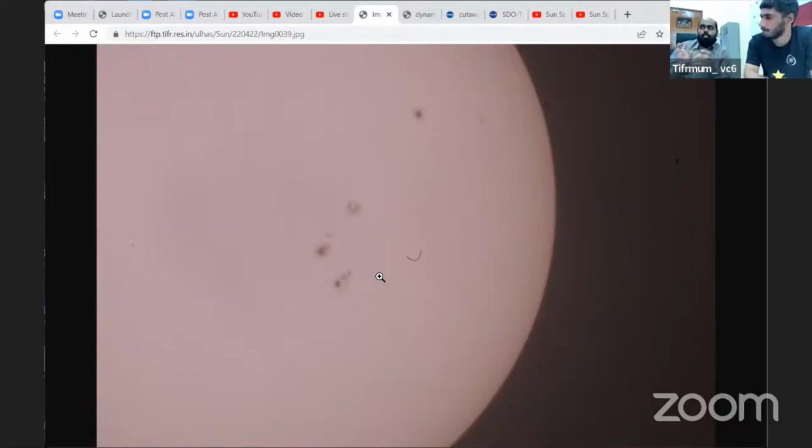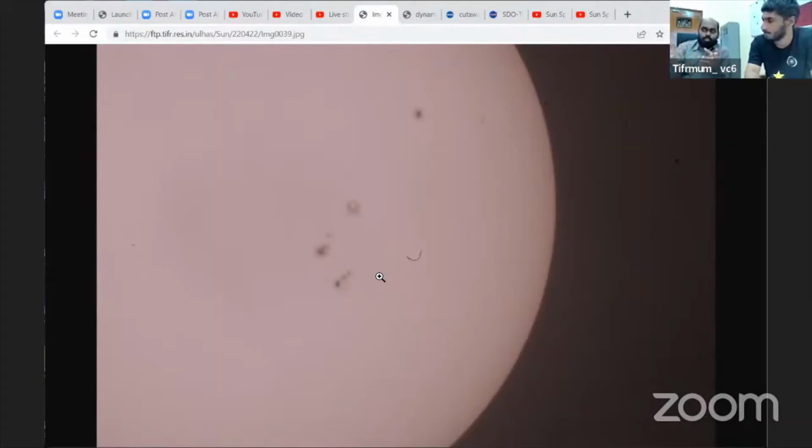And I say cooler because those regions are only at around 4000 degrees Kelvin, while the outer regions are around 5500 Kelvin. So it's not really cool as in what we are used to in our normal life, but for the surface of the sun, it is relatively cool.